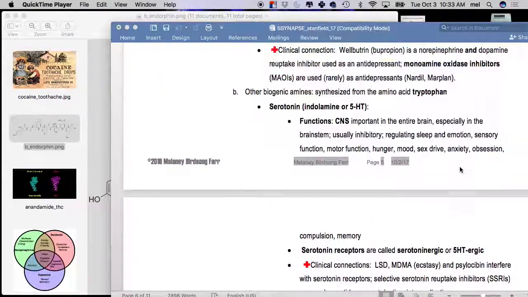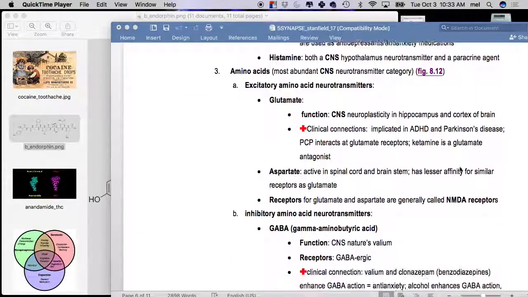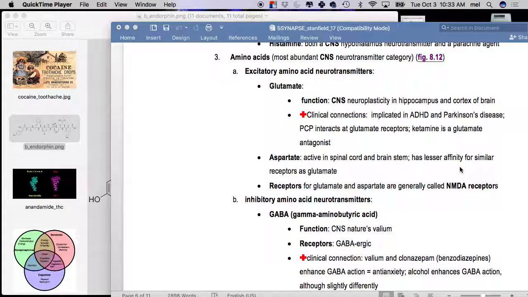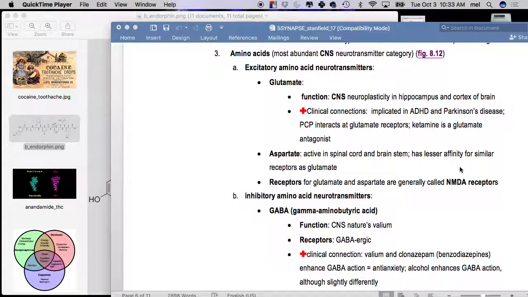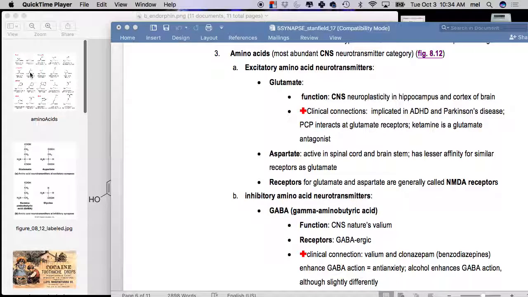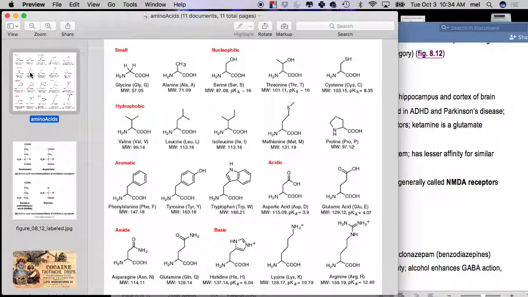Okay, so let's see. I forgot where we were now. Okay, amino acids. All right, so this is the most abundant CNS neurotransmitter category. So these are straight amino acids. So let me tell you what I'm talking about. There are 20 amino acids that have ever been found, yes? And you use those to make every protein that exists in the world, okay? I don't know, if we're on Mars, we might find some different amino acids, but these are the ones we've got, and they make every protein that we have.